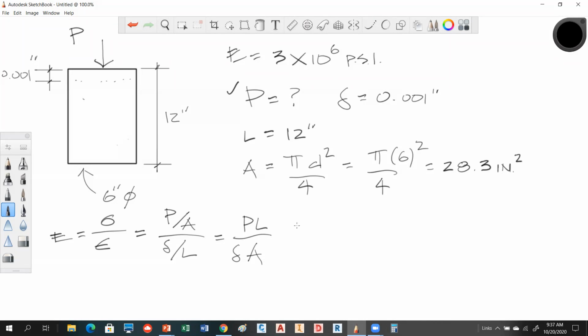So I can now write this. I'm going to pull this out a little bit so we can see what's going on. So what we're saying is E is equal to PL over delta A. So we want to solve for P. So force is going to be equal to E times delta times A divided by L. Does everybody agree with that? Algebraically, I just brought these guys over and I solved for P. Is that good? So now we can plug in numbers.